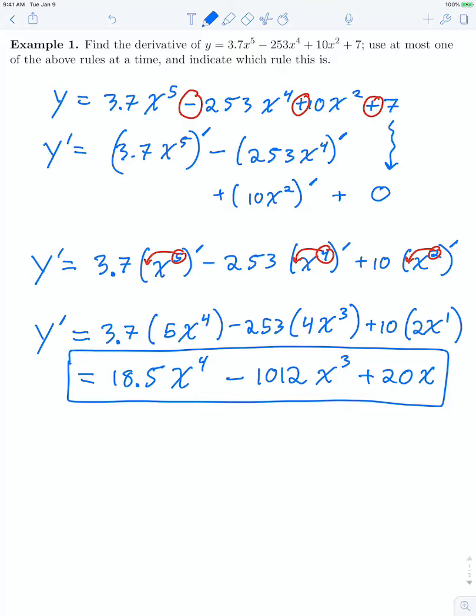Again, you can skip probably some of these steps after you've done it a few times. The bringing down in front and multiplying step is the most important part, and people certainly usually skip the first step up here where it was the separating with the pluses and minuses.